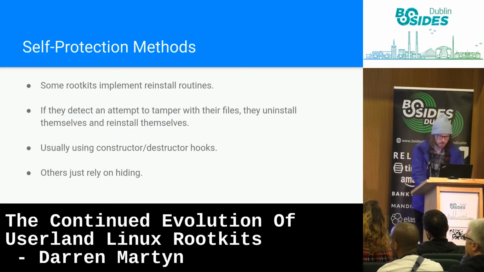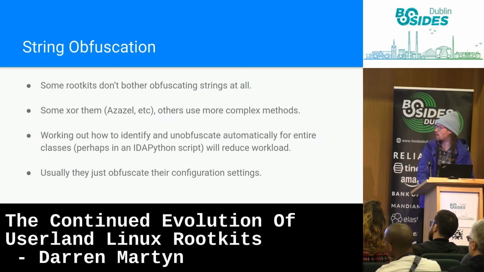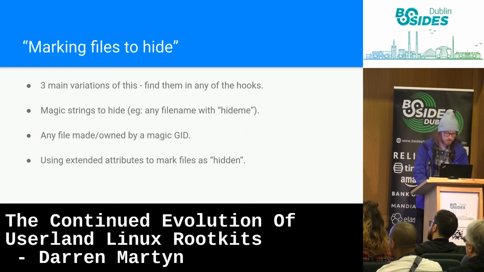The self-protection methods are usually constructor-destructor hooks. Very few of them implement working self-protection. Most of them just rely on stealth. The ones that do reinstall themselves, though, are very funny because they're a real pain to remove. You have to reboot from a live disk and actually delete the thing. String obfuscation: most script kiddies are too lazy to bother, but some of the samples, like Azazel, actually implement XOR stuff and some other stuff. Automating deobfuscation of these will reduce your workload, and there are IDA Python scripts and stuff for that.